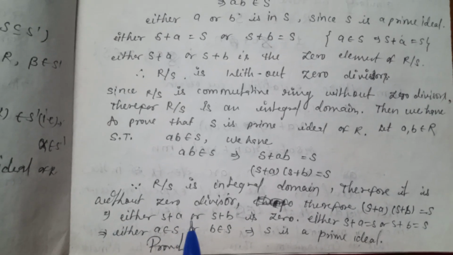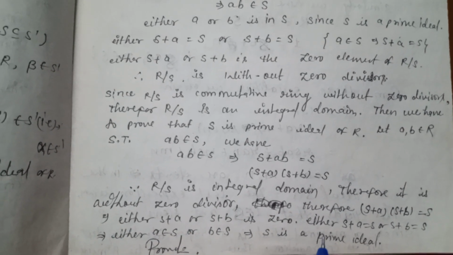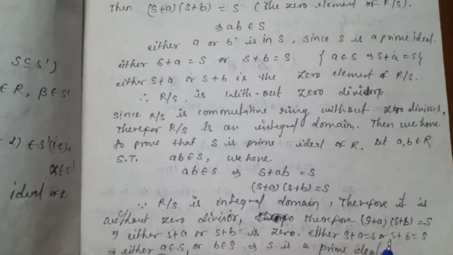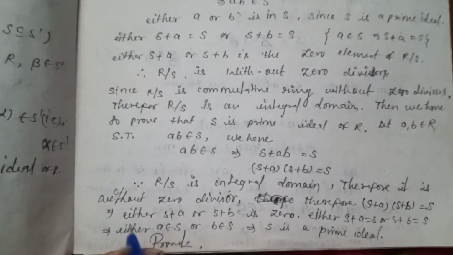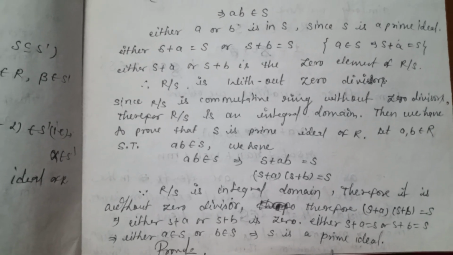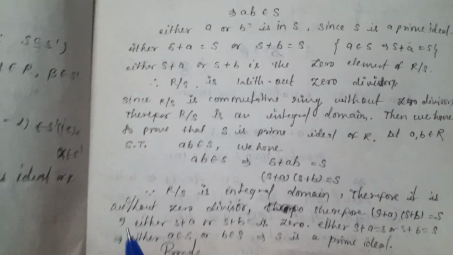Therefore either S + a or S + b is zero. Either S + a is equal to S or S + b is equal to S. Either a belongs to S or b belongs to S. This implies that S is a prime ideal. Hence the theorem is proved.